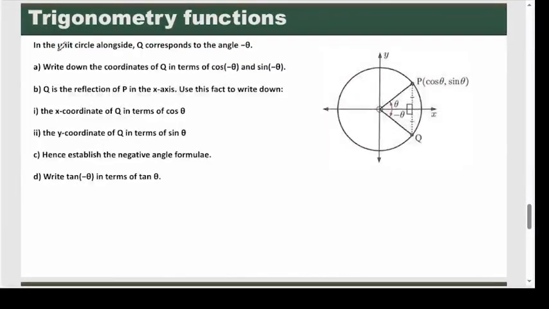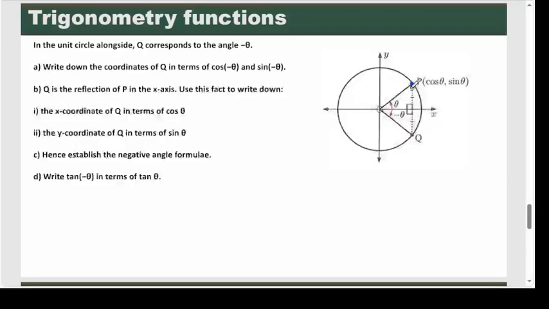Here it says in the unit circle, point Q corresponds to the angle negative theta. Part A: write down the coordinate of Q in terms of cosine negative theta and sine negative theta. First of all, look at the unit circle here, point P.